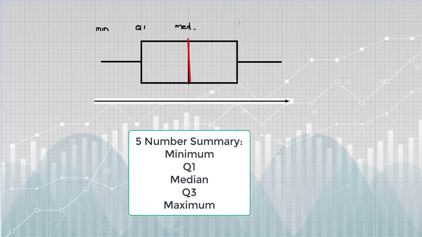The box itself is a rectangle which encloses the middle half of the data, with an end at each quartile, Q1 and Q3. The other dimension in the box, the height, if you like, doesn't represent anything in particular. The third quartile is shown at the far right of the box or at the far left of the right whisker. The maximum, the largest number in the data set, is shown at the far right.